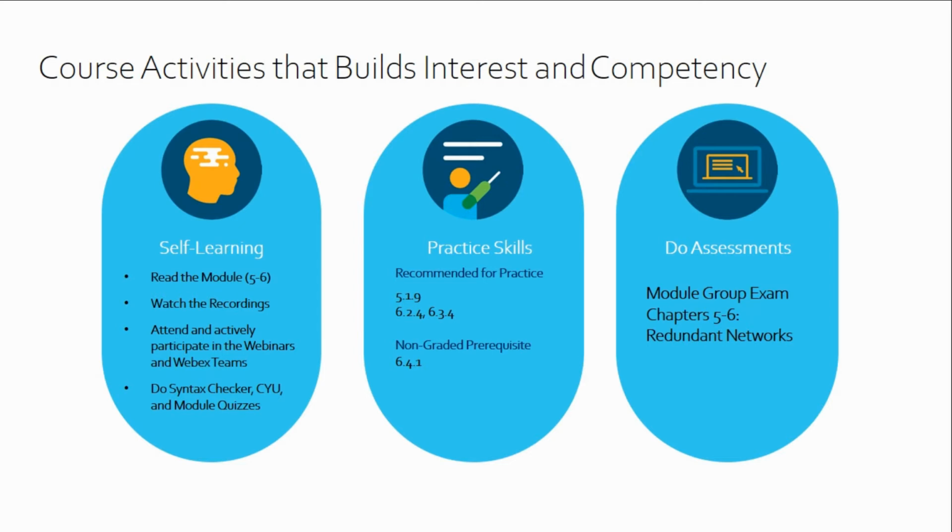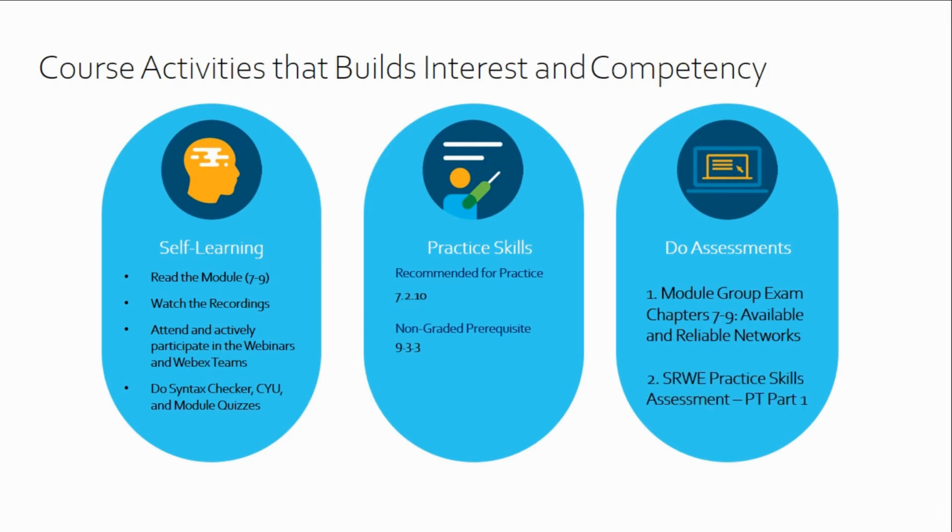Next, for chapters 5 and 6, the non-graded prerequisite is 6.4.1, so you need to perform this so that you can take the module group exam chapters 5 to 6. The third non-graded prerequisite is 9.3.3. Upon completion of this activity, it will allow you to do these two assessments: the module group exam chapters 7 to 9, and the practice skills assessment part 1.